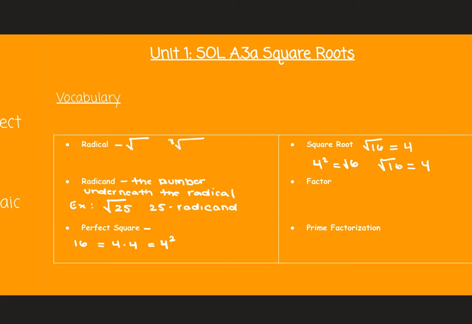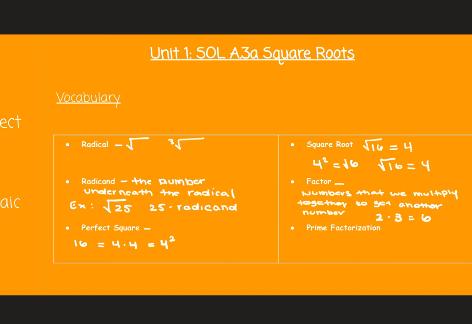All right, so looking at factor. Factors are numbers that we multiply together to get another number. So for example, if we look at 2 times 3, that equals 6. So 2 and 3 are factors of 6 because we multiply 2 and 3 to get 6.